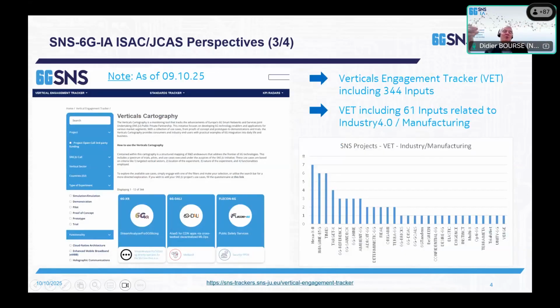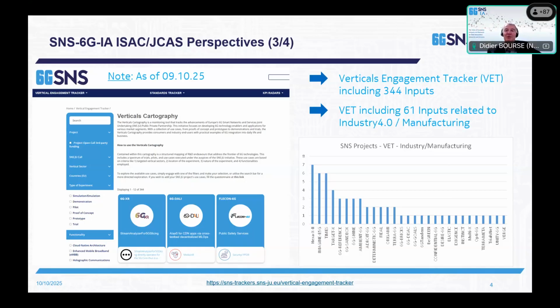Then we have also a very powerful tool. We discussed that in the context of specific interaction between SNS 6G-IA and 5G-ACIA colleagues, for instance in Nuremberg, in Helsinki and in Frankfurt. This is the vertical engagement tracker. It is a powerful tool where we also take into account all the activities related to the verticals, spanning from low TRL up to pilot, up to TRL 7, and you can filter by project, by country, by specific vertical, as illustrated here on this slide.